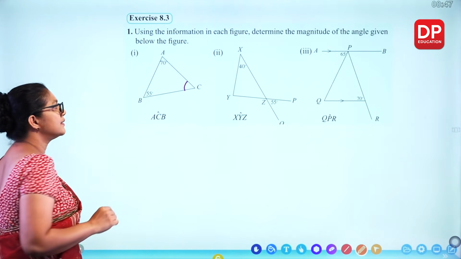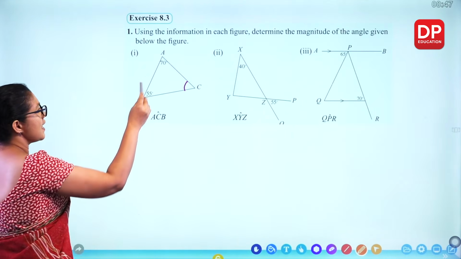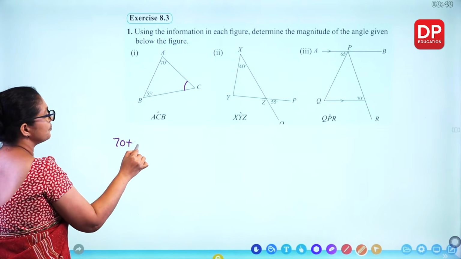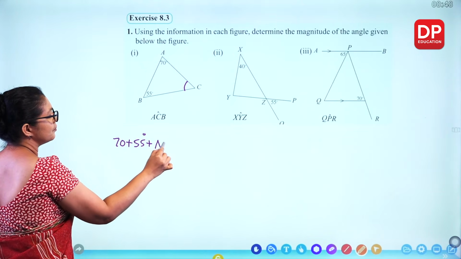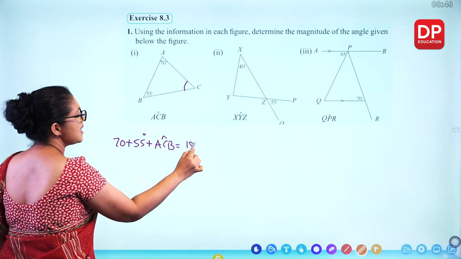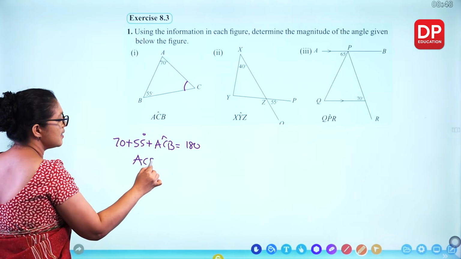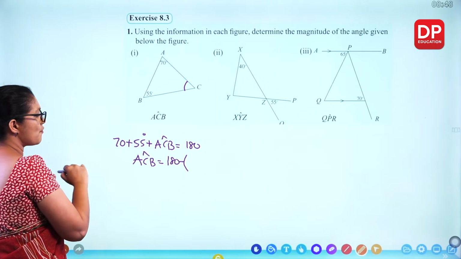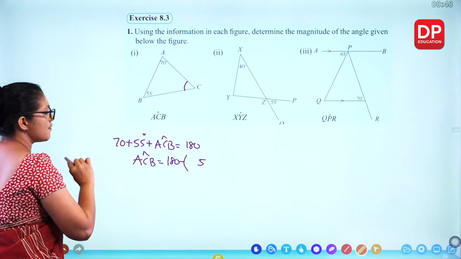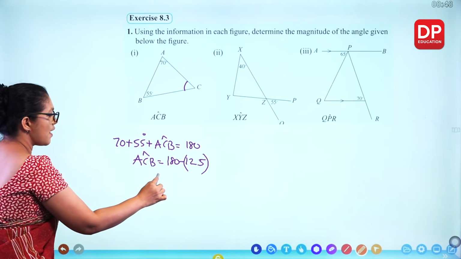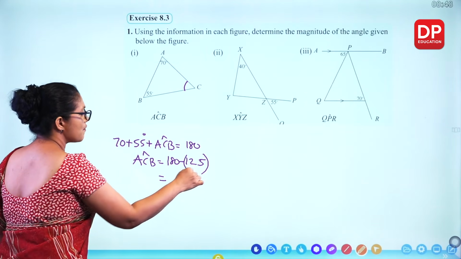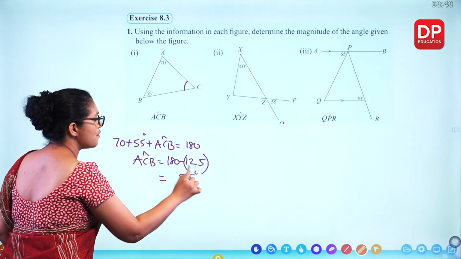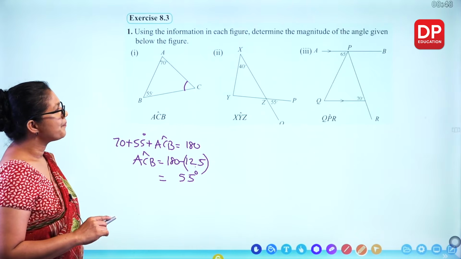ACB is this angle. So what can we say? We can say the sum of these three is equal to 180. So what is the angle? This angle becomes 180 minus the sum of these two. What's the sum of these two? You get 125. So when you subtract, you get 55. So 55 degrees for ACB. What about this one?